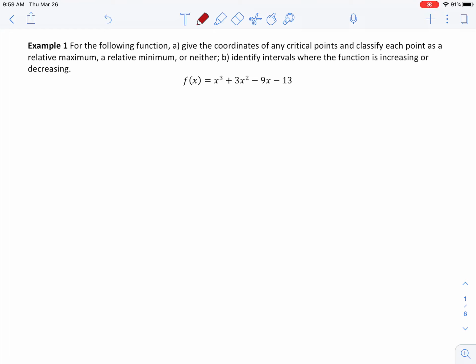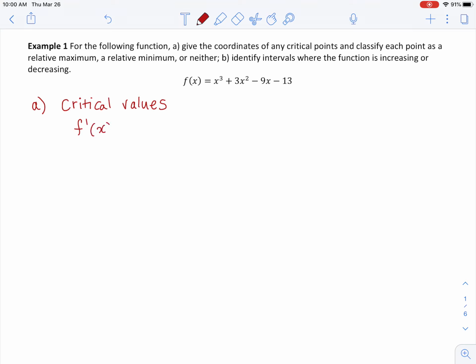For the following, let me do that first. So what do we need? We need critical values. Let's find critical values first. In order for you to find them, we find the derivative and we're going to set it equal to 0, right?